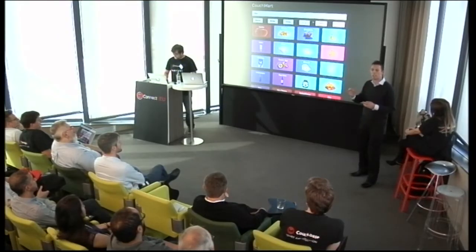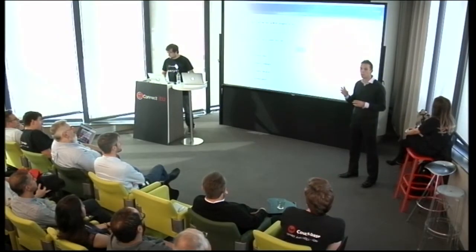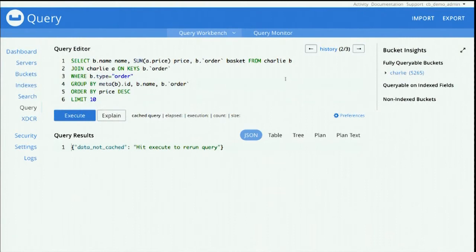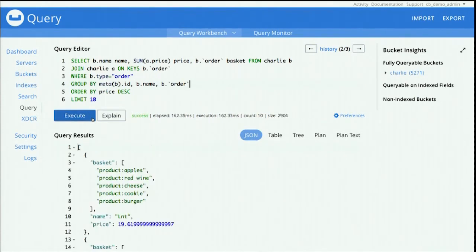So what we're going to do is go back to the UI and run a slightly more complex query. This time we're going to use the SQL notion of join. So we're going to take all of the items out of your shopping basket, join them with the product documents, extracting the price, sum those, and generate a bit of a leaderboard to see who has the most expensive order. So Matt, do you want to go ahead and run that?